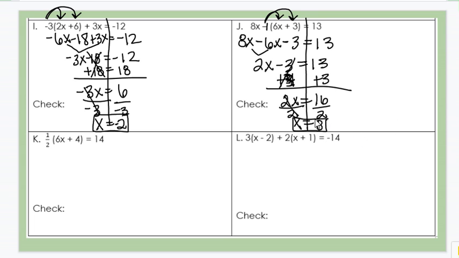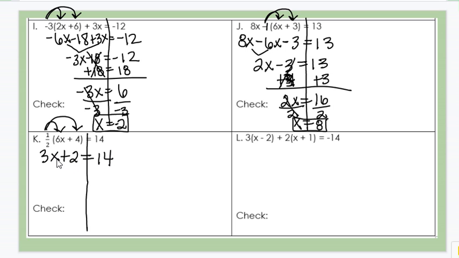Awesome. Right, K, we have a fraction on the outside of our parentheses. So step 1, do we have any grouping symbols? Yes, we have a fraction that we are distributing, 1/2 times our parentheses. So 1/2 times 6x, what's half of 6x? And that would be 3x. 1/2 of +4, half of 4 would be +2, and this equals 14.